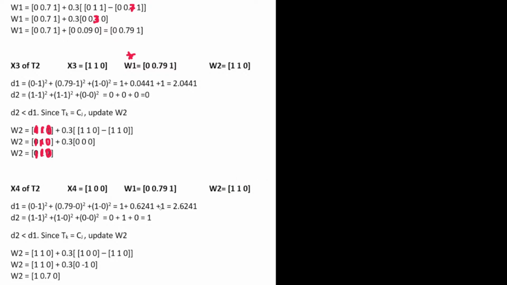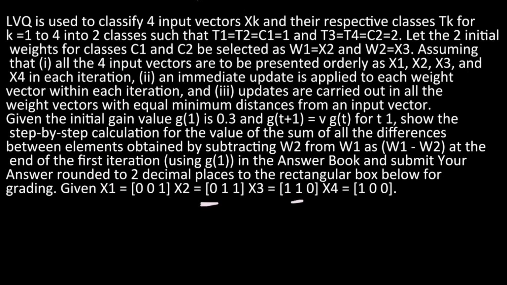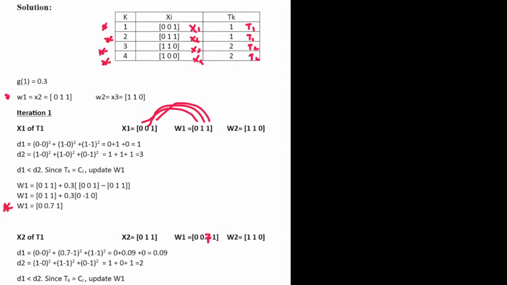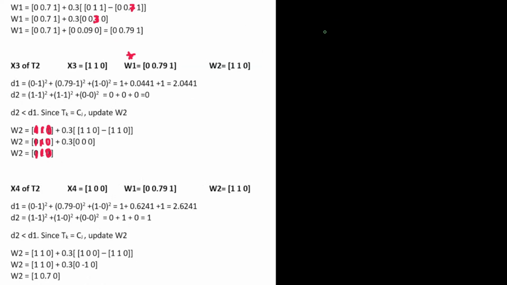And then calculate the distance again, you compare which one is smaller. Again, D2 is smaller, so you have to update the W2 again. That's X4 of T2. This is the last iteration you have to do. Okay. So you do that again. So W2, you bring the W2 and then gain, then corresponding X value, that's 100 minus W2 again. And then you calculate the final one. So this is our final step.